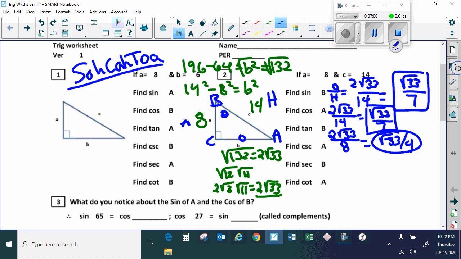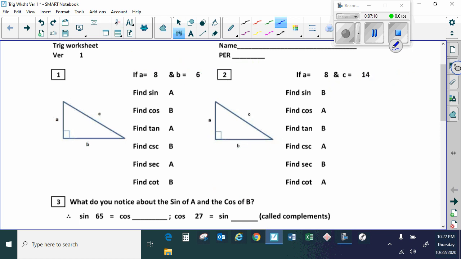Okay, so now go ahead and pause the video, write that down if you need to, because I'm going to hit clear screen so I can now do the last 3 and not have to scrunch things in there. Okay, so again, A there, B there, C there. 8 was A, 2 root 33 was B, and C is 14. That hasn't changed.